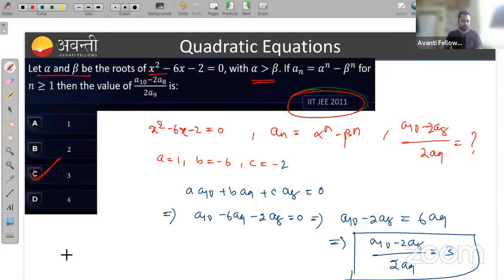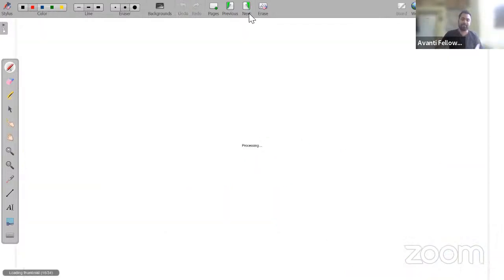Option C is the correct one. Is it easy or not? Clear? Shall I move to the next question? Very easy question. This question was asked in 2011, an IIT JEE question. It is solved within 30 seconds. Yes or no? Let's move.